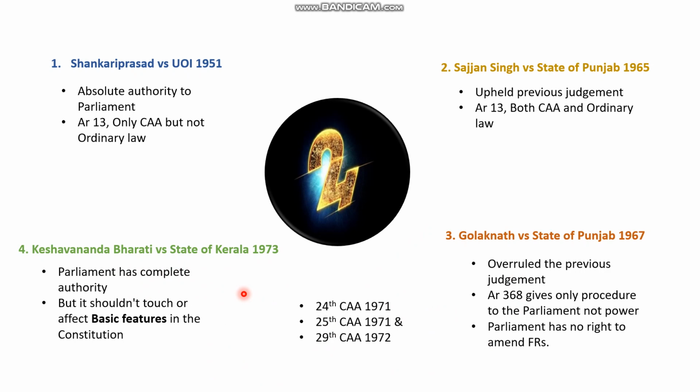in 1973. This was a landmark judgment. It is the case heard by the highest number of judges, 13 judges, who gave their verdict. The Supreme Court said the Parliament has complete authority, but it is not absolute; it is a limited power. It should not touch or affect the basic features of the Constitution. But the Supreme Court did not define the basic structure in this case. It was given in the next coming cases.